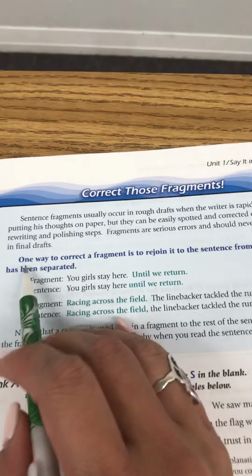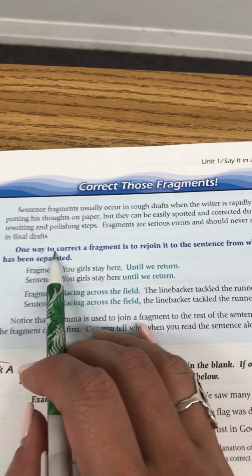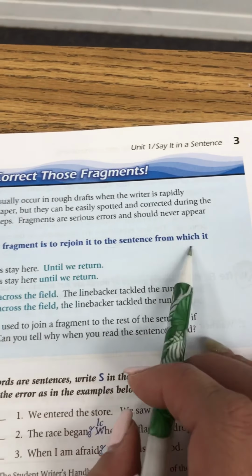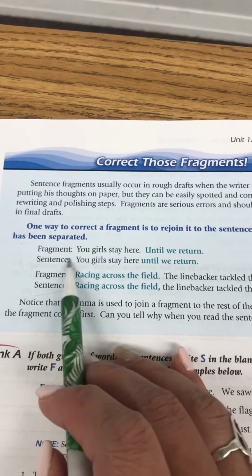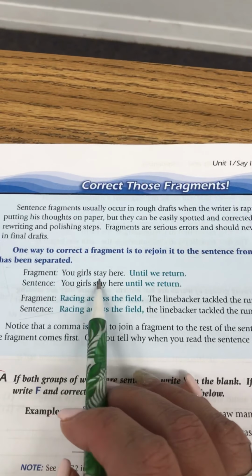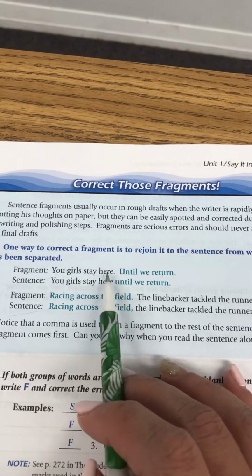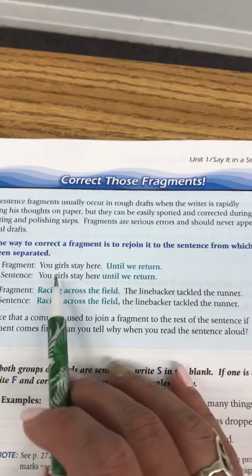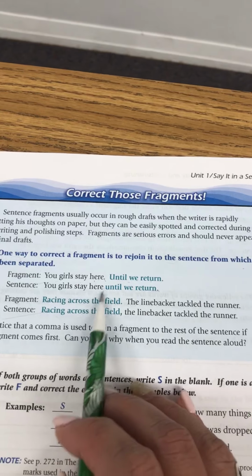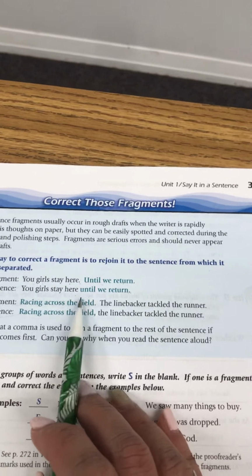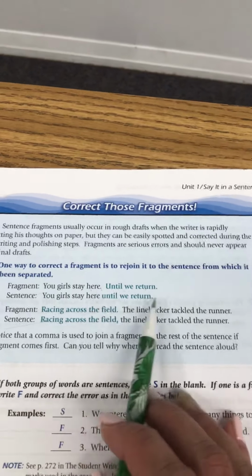On page 3 is basically, let's see, the blue section. It says, one way to correct a fragment is to rejoin the sentence from which it has separated. So here's a fragment. You girls stay here. All right, so until we return. So you don't do 2 separate sentences like that. You need to put it all in one. You girls stay here until we return. You see how that becomes a lowercase u, and then it has a period at the end? That's what you need to do for this.